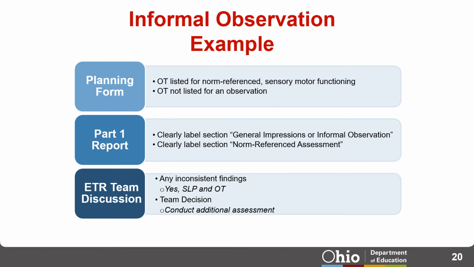Let's say that the SLP conducted a norm-referenced assessment in expressive and receptive language and found the child to be functioning within the average range. For this example, we'll say the team decided that another assessment be administered that targets expressive language and/or articulation. This additional assessment was added to the planning form, discussed with the parent to obtain informed parental consent, with all necessary paperwork completed before administering the assessment.